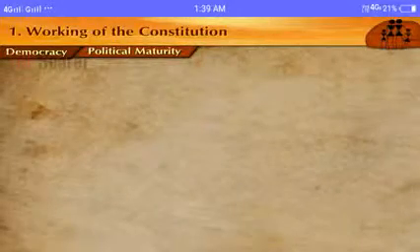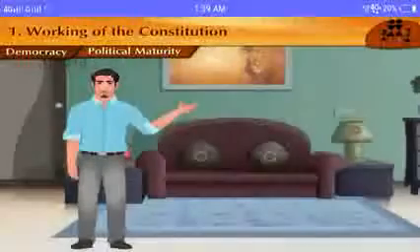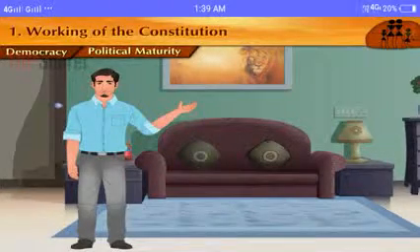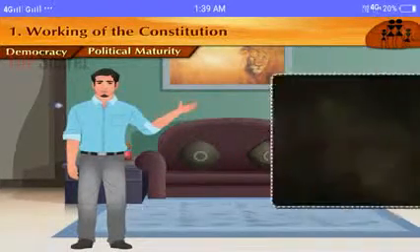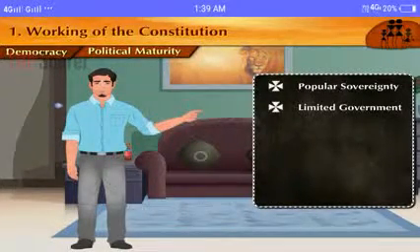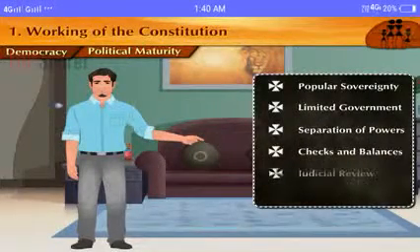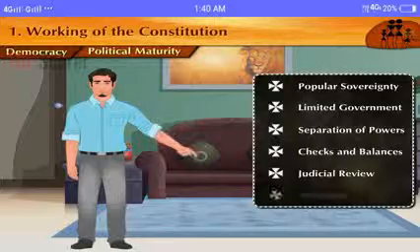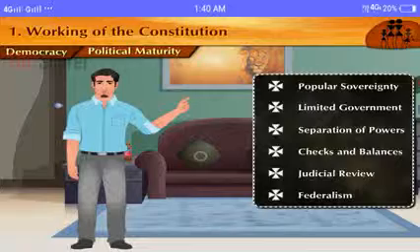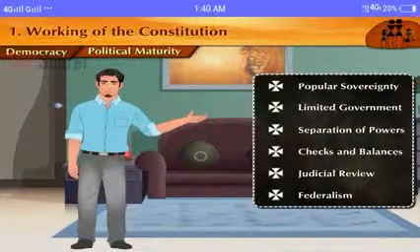Political maturity. Democracy does not merely imply a representative structure. Rather, the essence of representative system was the integration of its underlying principles, that is, popular sovereignty, limited government, separation of powers, checks and balances, judicial review, federalism in real-life scenarios. Once this task was successfully achieved, democracy would become an integral part of political life in the society.